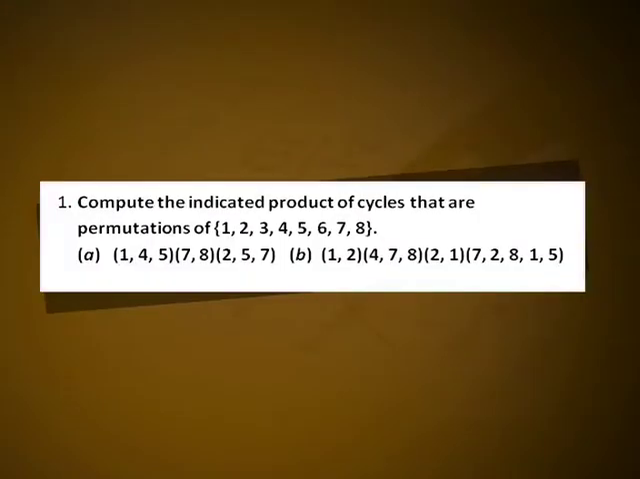Now, try to answer the following questions. 1. Compute the indicated product of cycles that are permutations of the set 1, 2, 3, 4, 5, 6, 7, 8. A. Cycle 1, 4, 5 into cycle 7, 8 into cycle 2, 5, 7. B. Cycle 1, 2 into cycle 4, 7, 8 into cycle 2, 1 into cycle 7, 2, 8, 1, 5.